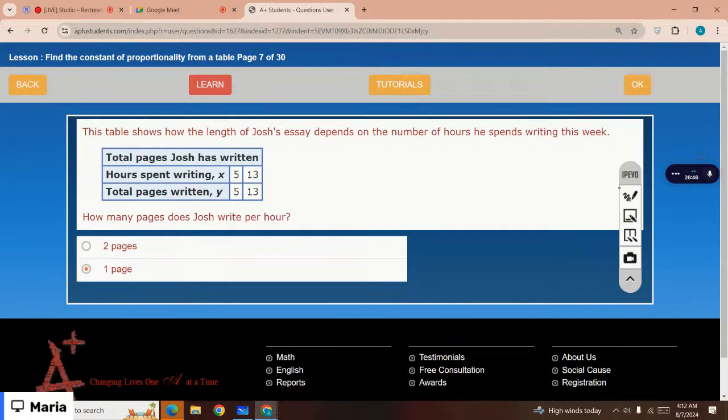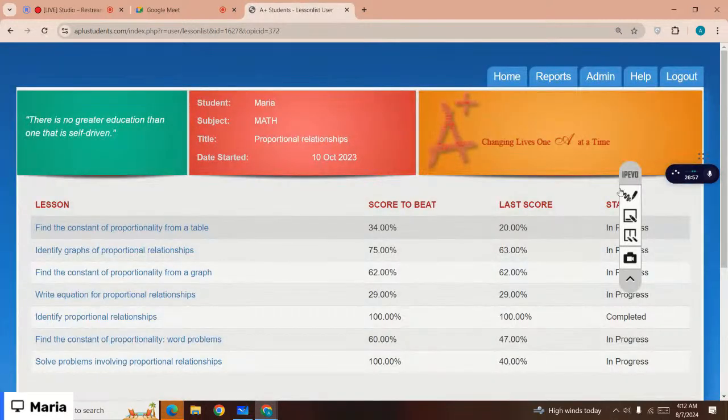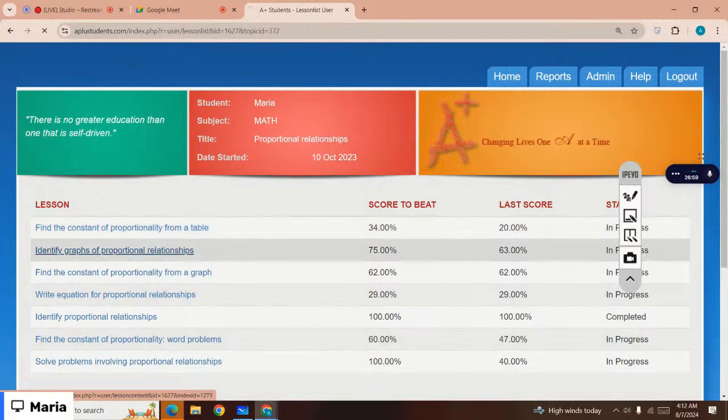You can complete the lesson by yourself later today. Let me just move on to the next lesson. The next lesson is identify graphs of proportional relationships.